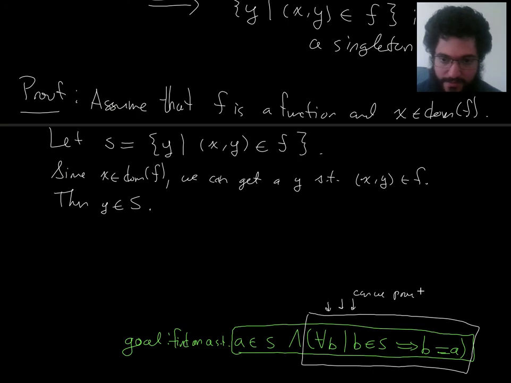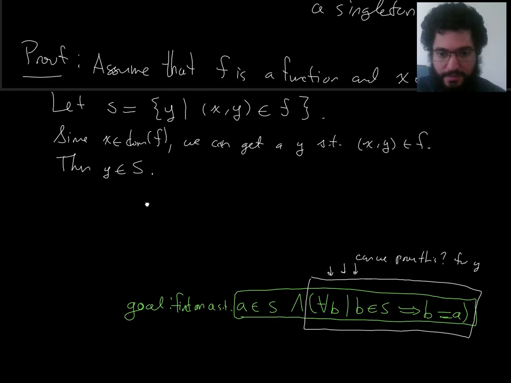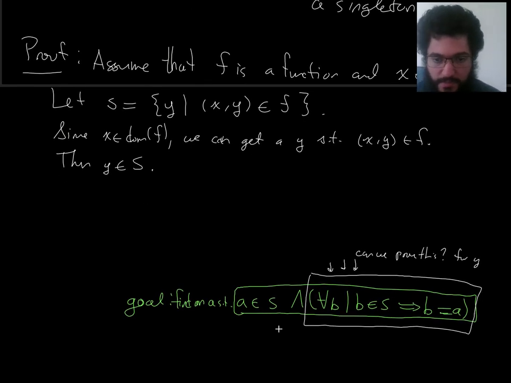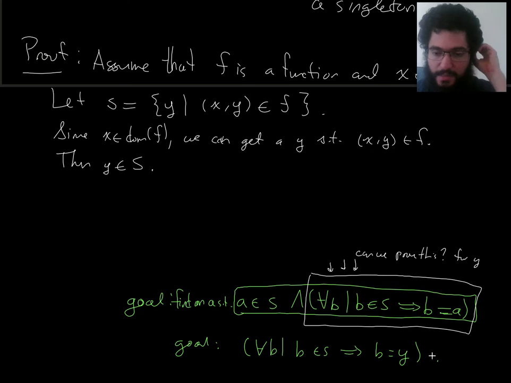Can we prove this? For y, I mean. By for y, I mean for y in place of a. Can we prove this for y in place of a? So let me rewrite it instead of being confusing. Can we prove that for all b, b in S implies b equals y? So this is my new goal. If I can prove this, then I have found an a such that blah, blah, blah, namely a equals y.